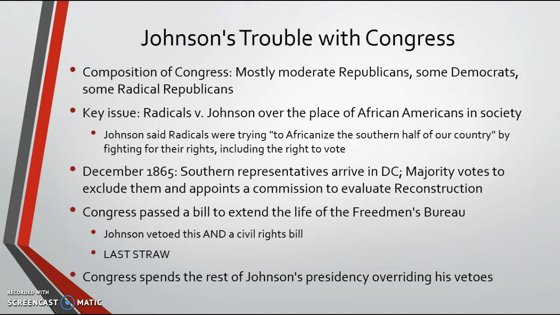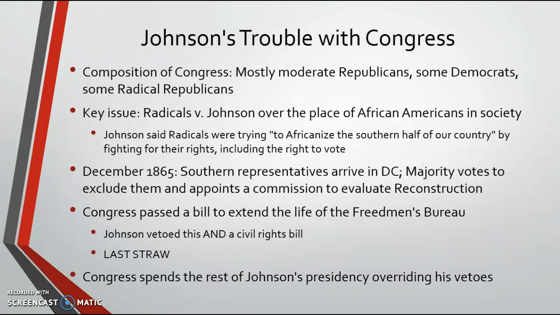So the composition of Congress was mostly moderate Republicans. There were some Democrats, some conservative Republicans, and some radical Republicans. Some very outspoken radical Republicans were Charles Sumner, who you may recall was beaten with that cane, and a guy named Thaddeus Stevens. And really, they thought the South needed a total overhaul. And Stevens said, if this didn't happen, all our blood and treasure will have been spent in vain.